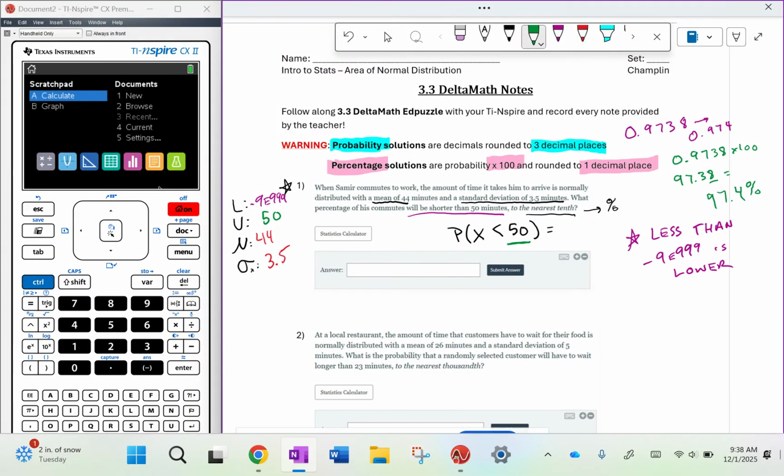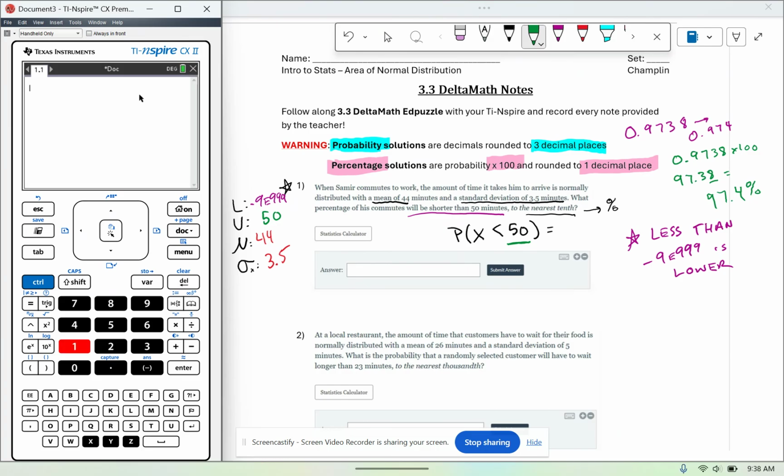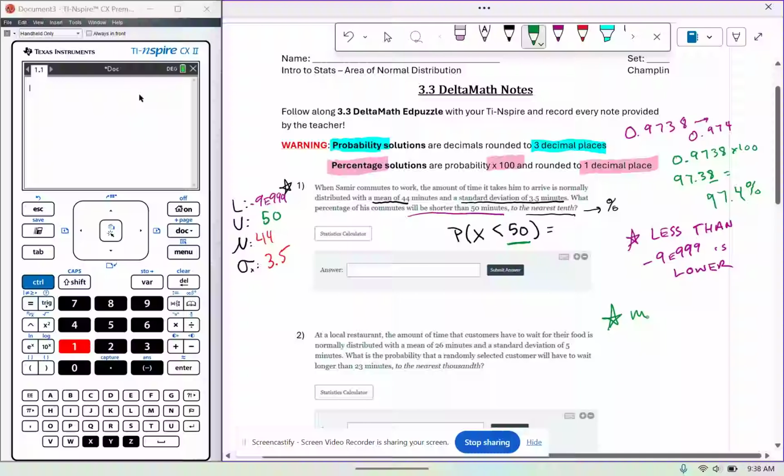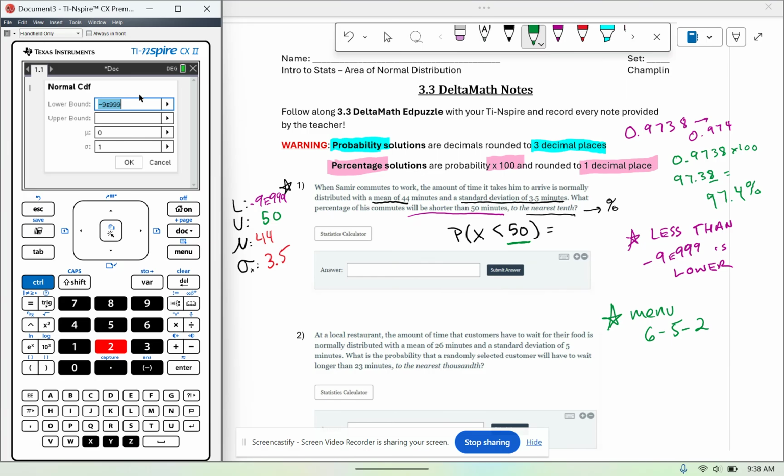Now all I have to do is put it in my calculator. I'm going to go to New, Add Calculator 1, and remember, it is menu 652. I'm going to press menu 652, and awesomely, they already have 9e999 put in there. So I'm going to go to my next one. I'm going to type in 50. My next one, now my mean is 44, and my standard deviation is 3.5. I'll press enter, and I get 0.9567.